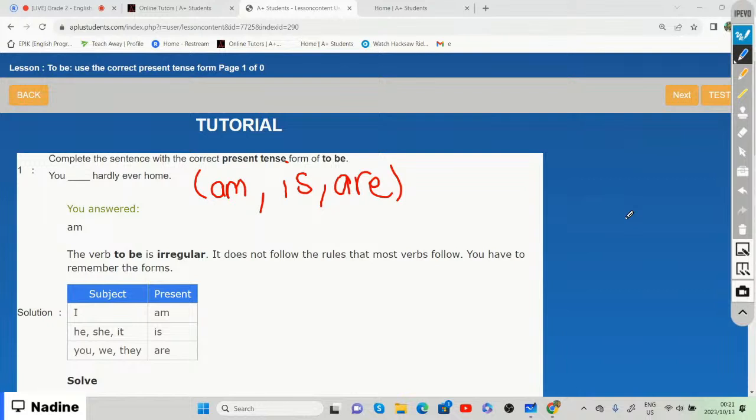All right, so if we choose the correct present tense form of to be, then we can say, you are hardly ever home. So are is our correct present tense form of to be. You are hardly ever home.